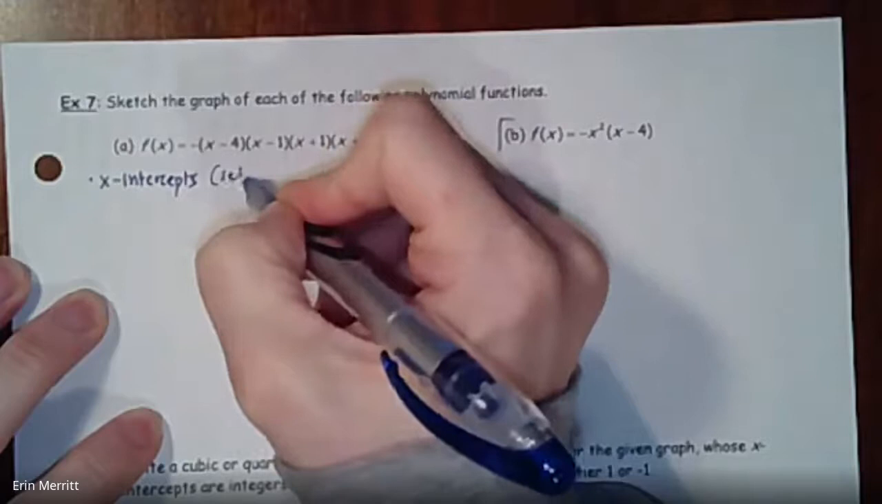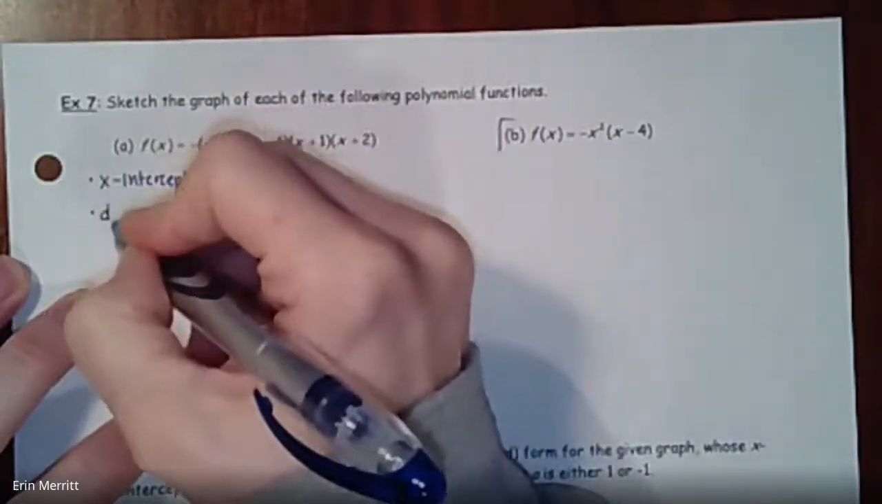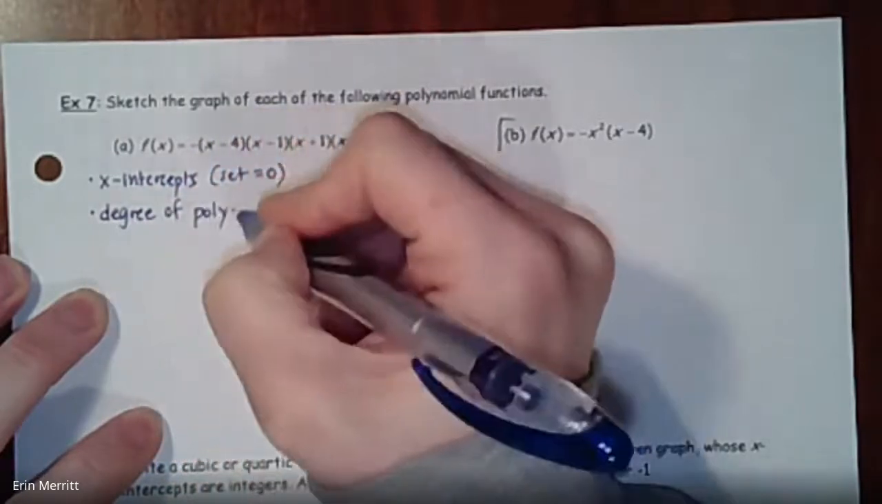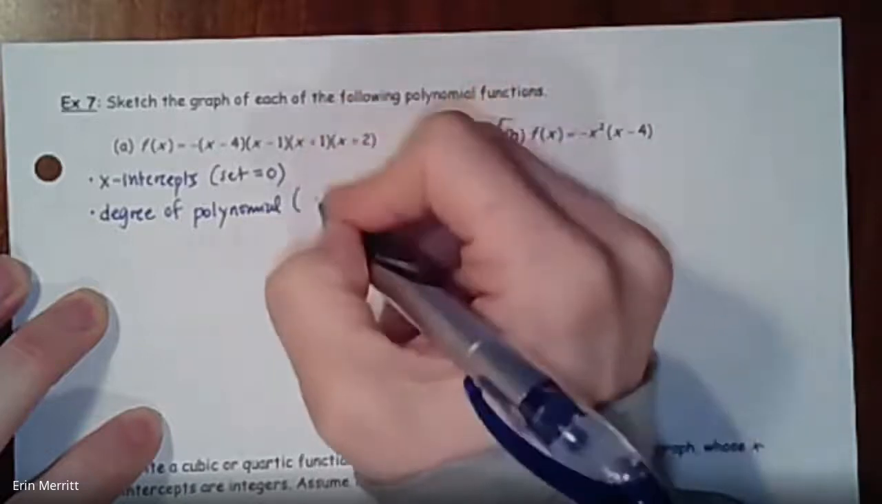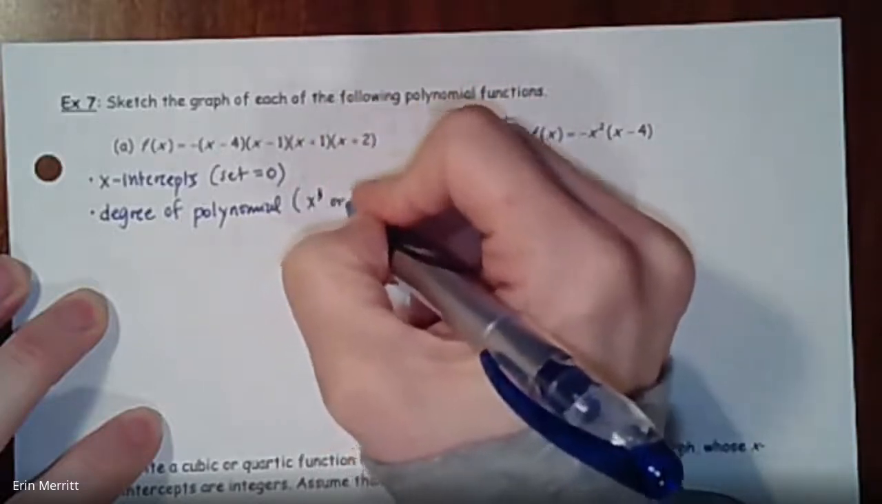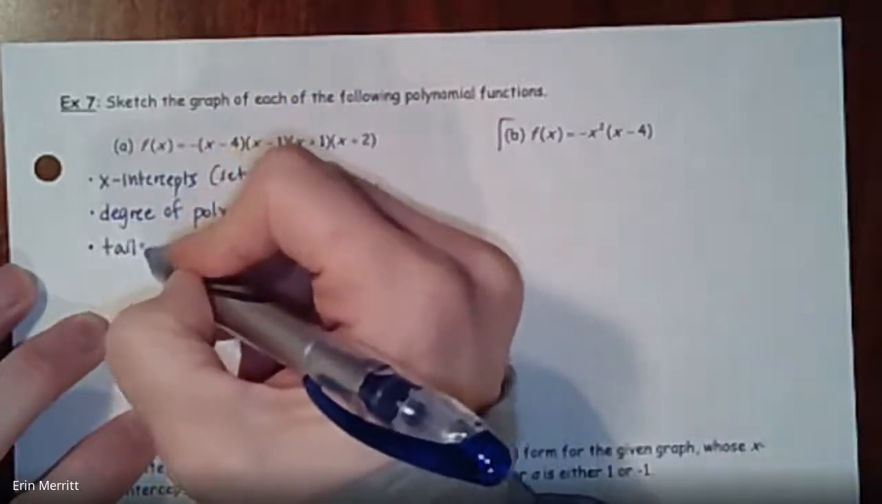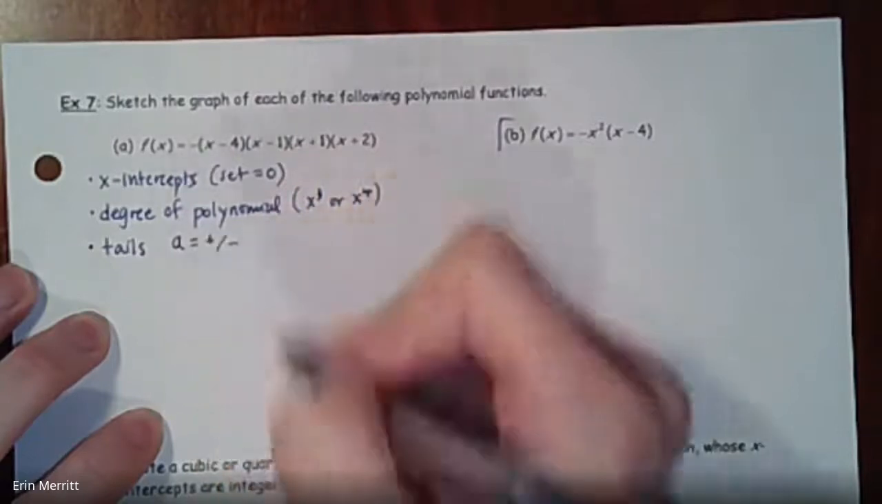So you would just think about setting it equal to 0. I need to know what's the degree of the polynomial. So like 3 or 4, meaning like, is it an x cubed or an x to the 4th? Because this way I can think about what the tails are going to look like. All right. So is that leading term positive or negative?